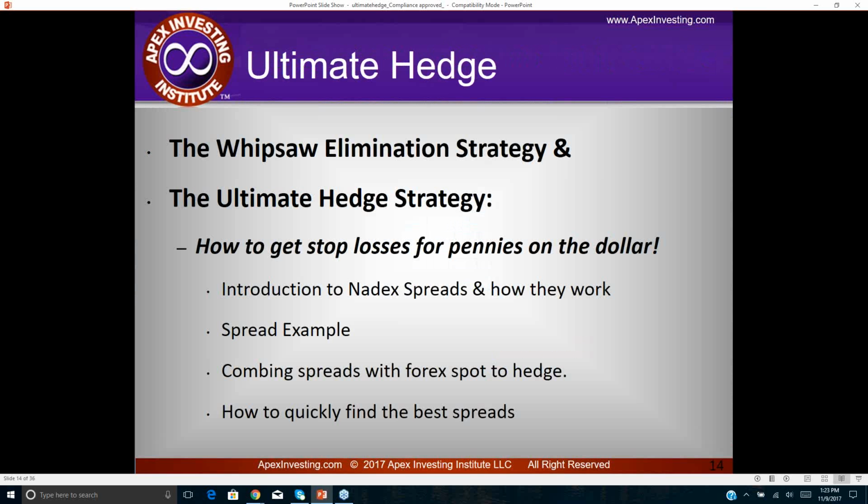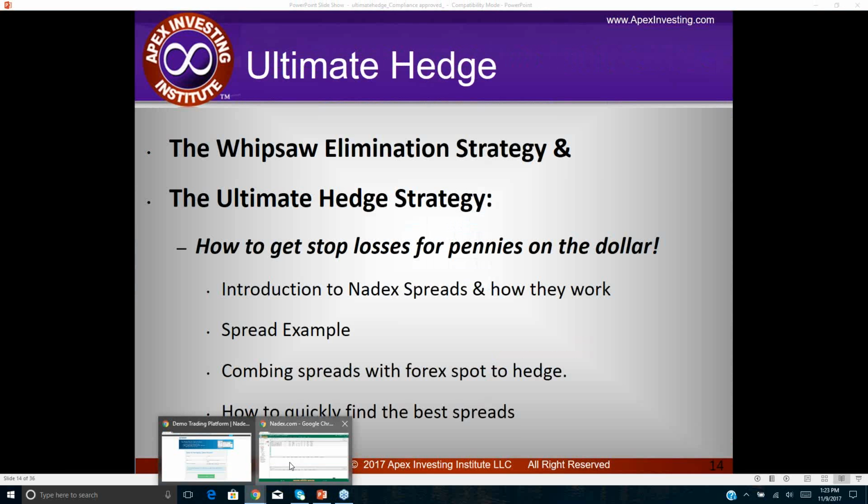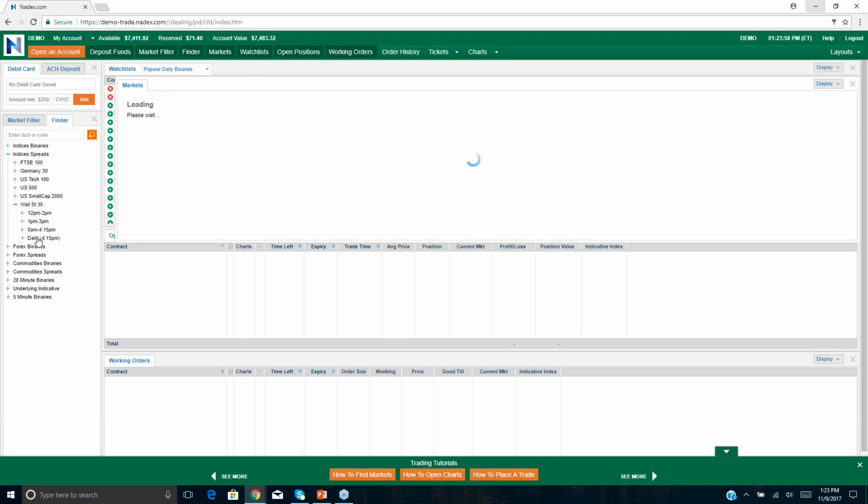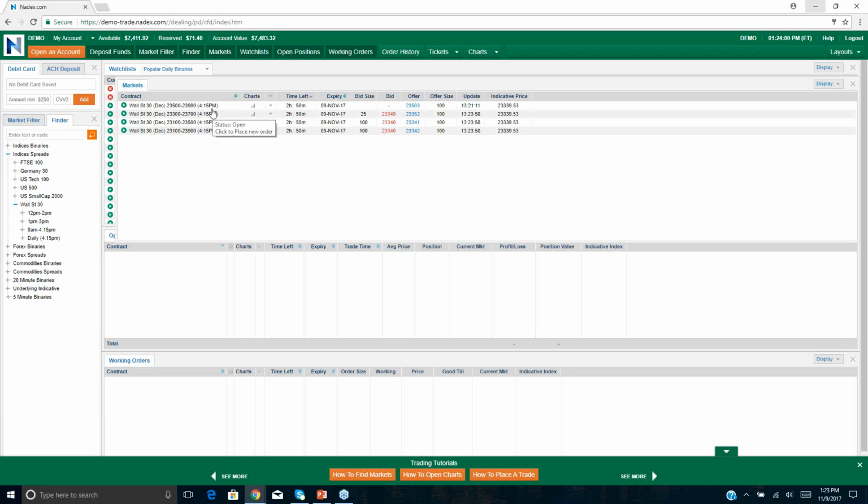You can also do this with the daily. When I say the daily Nadex spreads, I'm talking about these here, like the 8 a.m. to 4:15 or the dailies. Any of these spreads in here, you can use these master spreads. Maybe you're trading futures or spot forex, or maybe you're trading one of these master spreads as your main directional trade. And then you want to use these other shorter term spreads to hedge them off.